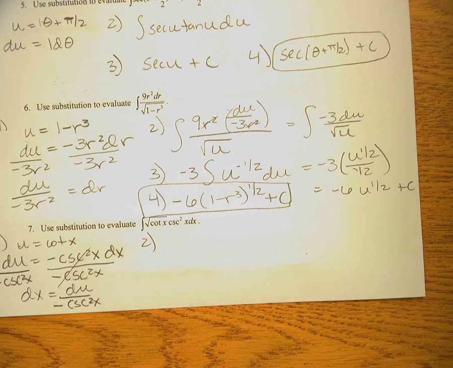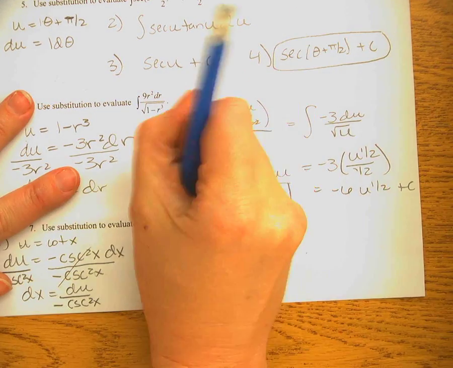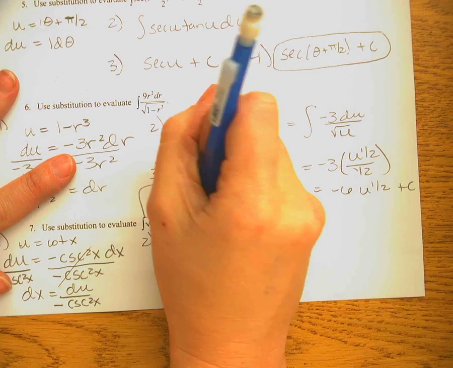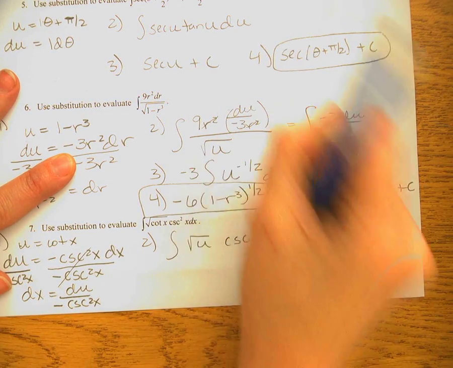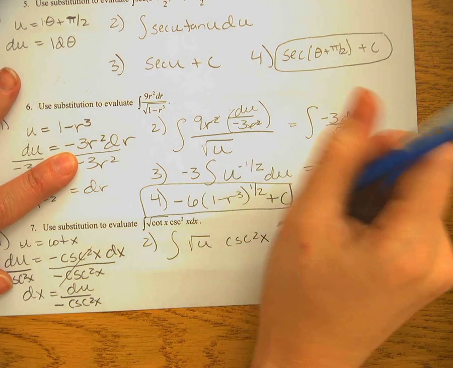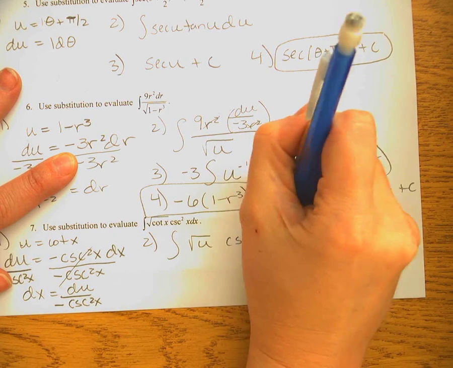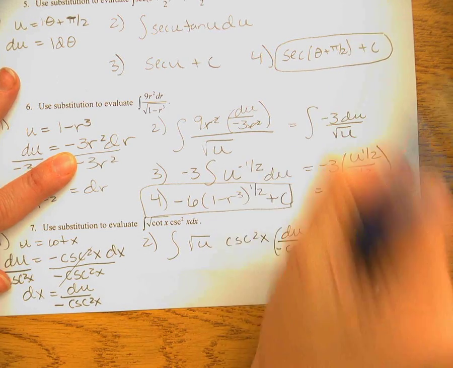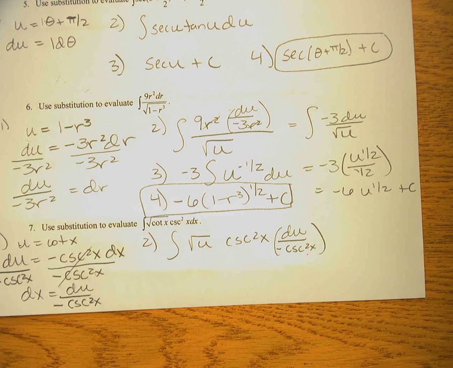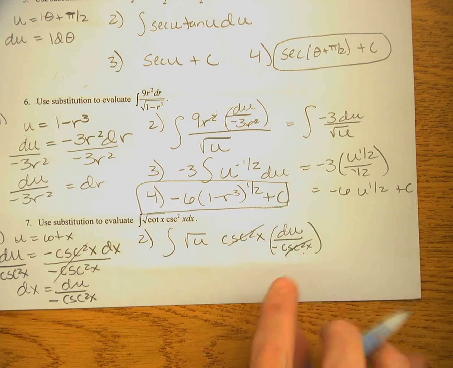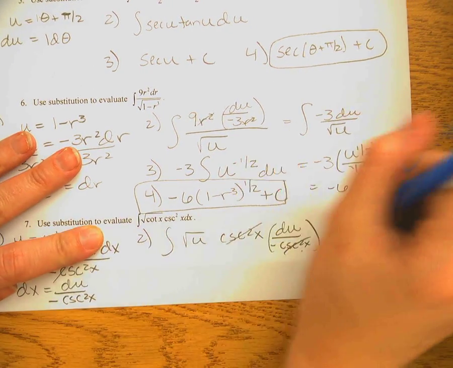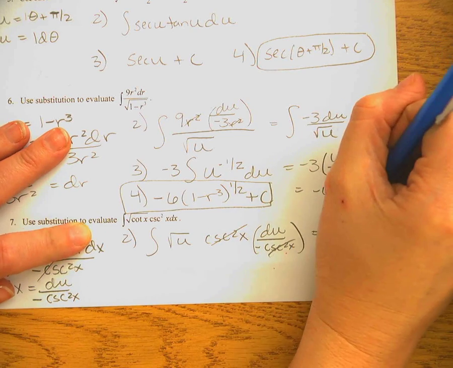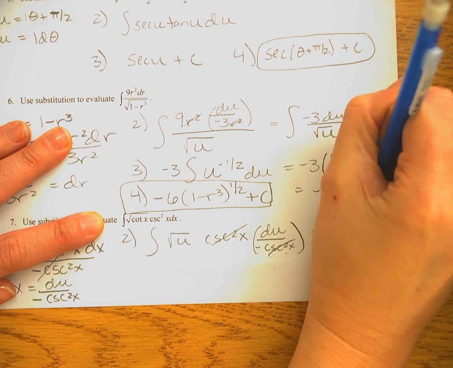Okay, so step 2 is to substitute. So I end up with the square root of u times cosecant squared x times du divided by negative cosecant squared x. The cosecant squared x's cancel as predicted. I do have that negative 1 there that I can't forget. And so I have the negative integral of root u du.